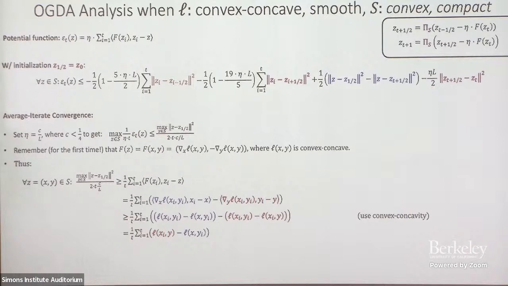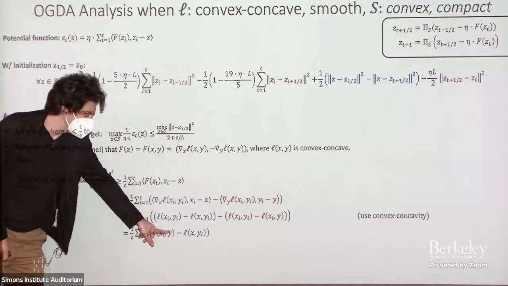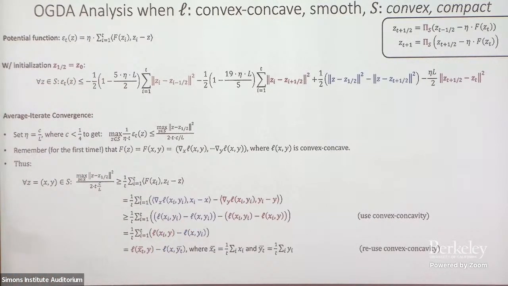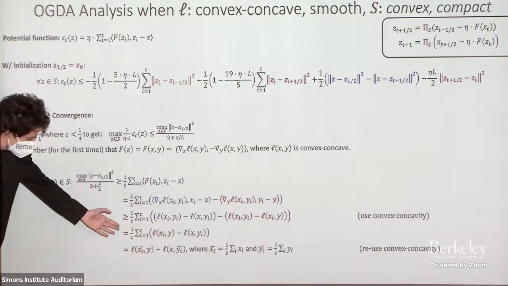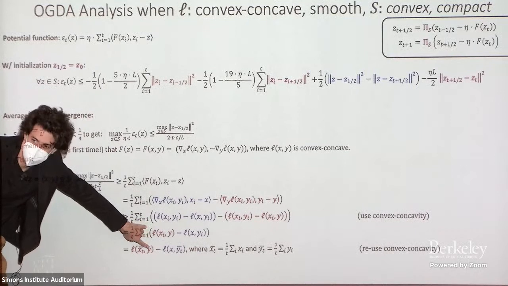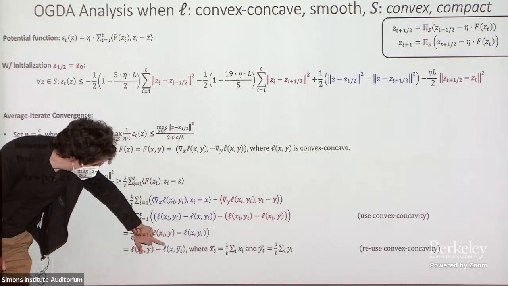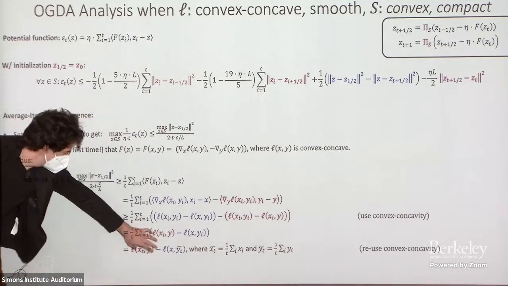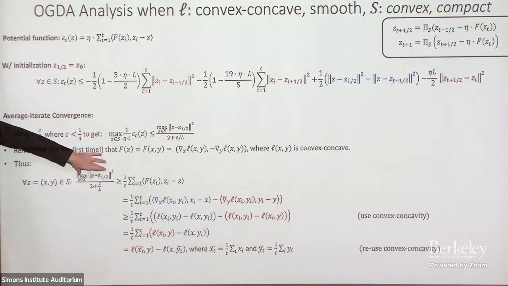So I get the average over times of, right? X, Y is an arbitrary point: my X iterate against that Y, my Y iterate against that X. And that's basically the duality gap. So if I do Jensen again, I get that the loss at the average X against this arbitrary Y, minus the loss of an arbitrary X against the average Y, is upper bounded by this quantity that I can drive to as small as I want it to be.